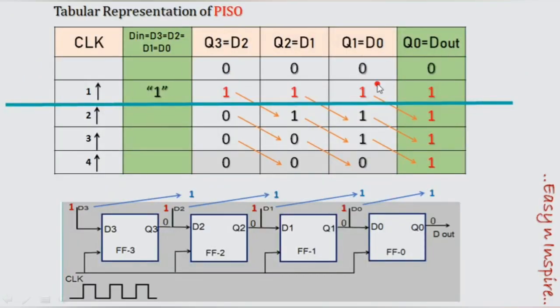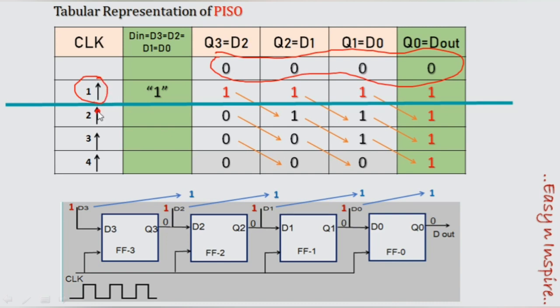This is the tabular representation of parallel input serial output. Again, see here, initially 0, 0, 0, 0 is my output values before applying my clock pulse. Initially I am placing zeros here. So if you don't know how you are getting all this, again listen. So I'll explain here. Initially zeros I have placed here.